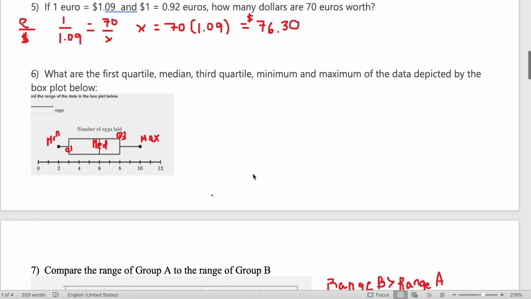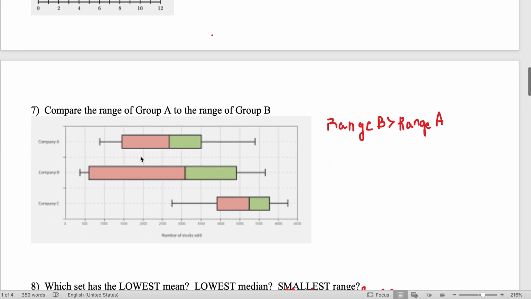Number 6, what are the first quartile, median, third quartile, minimum, maximum of the data depicted in the box plot? The minimum is 2, the first quartile is 3, the median, that's this line down the middle here, that's 6, the third quartile here, the end of the box, is 8, and the maximum over here on the right, that's 10.